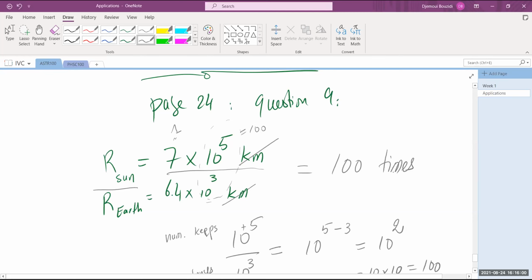So the sun is about 100 times more in diameter or in radius than the Earth. In terms of volume, it's actually about 1,000,000 times bigger, because for the volume you have to multiply the radius three times. So I multiply this ratio 3 times, 100 times 100 times 100, it's 1,000,000 times.